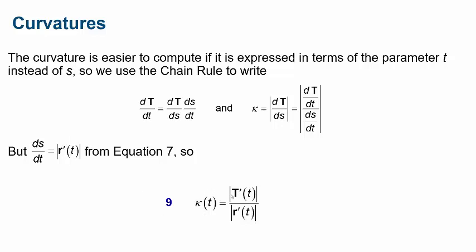Curvature is a function of t, equal to the magnitude of the unit tangent vector's derivative, divided by the magnitude of the derivative of our vector valued function.